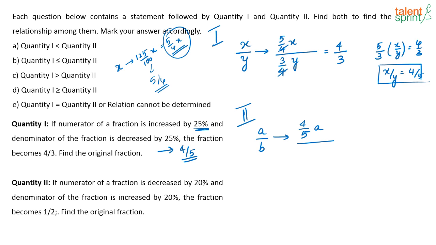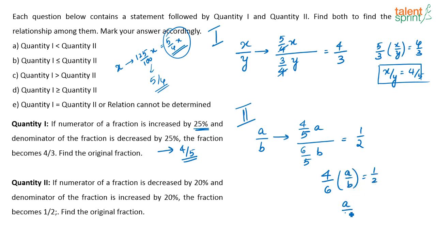Similarly, what is happening to the denominator? The denominator is increased by 20%. Earlier the denominator was b, now it has become 1.2b, or 120 by 100 times b, which is nothing but in terms of fractions it is 6 by 5b. And when this happens, the fraction becomes 1 by 2, or I can say 4 by 6 of a by b, that is equal to 1 by 2.